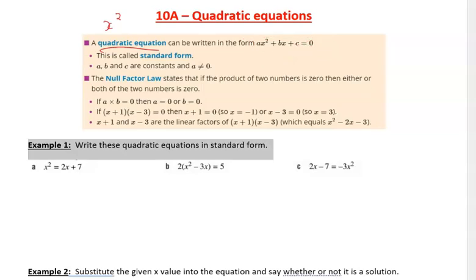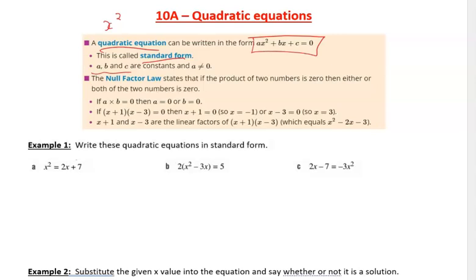And that's what we call now the standard form, where a, b, and c are constants, and a is not 0. So in the beginning, this is going to be just 1, so it'll be invisible. So it'll be x squared plus some number x plus some constant. So this is what we want. That's called standard form.